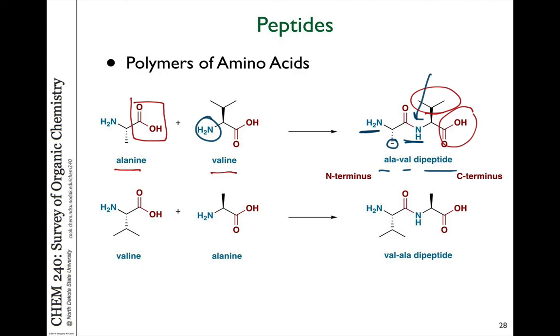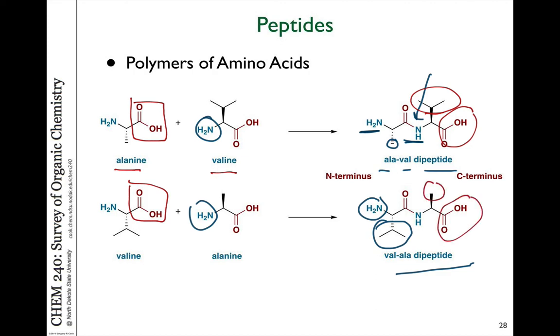We could link this together in the other way. If we take valine now as the carboxylic acid partner and alanine as the nitrogen partner, we form a different dipeptide where the free amino group is next to the larger substituent and the free acid group is next to the methyl substituent. These are 2 different molecules made from the same 2 amino acids, just connecting them differently with regard to which is contributing the acid part of the amide and which is contributing the amine part of the amide.